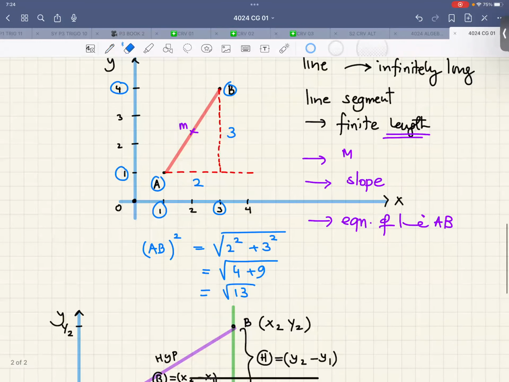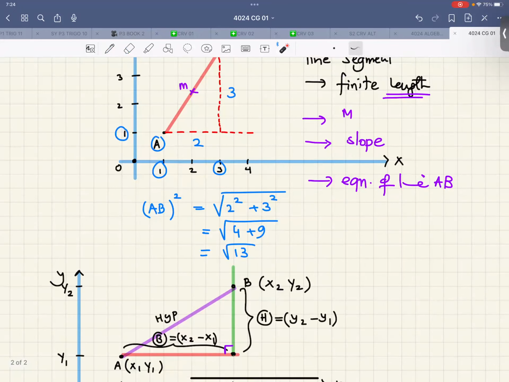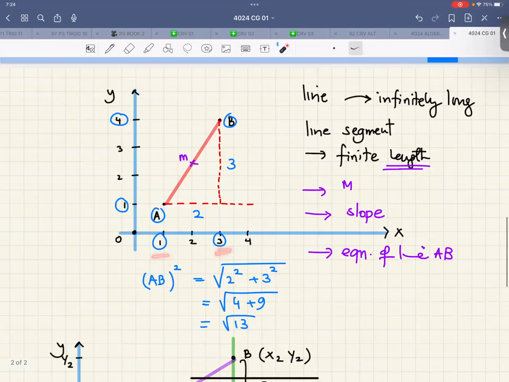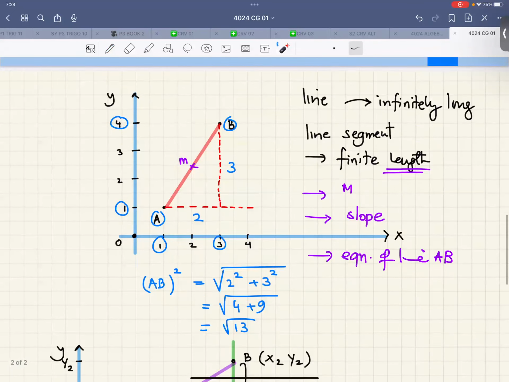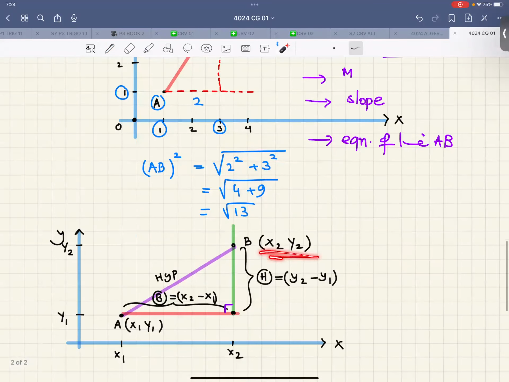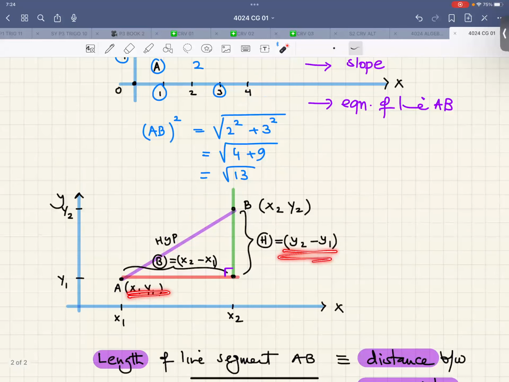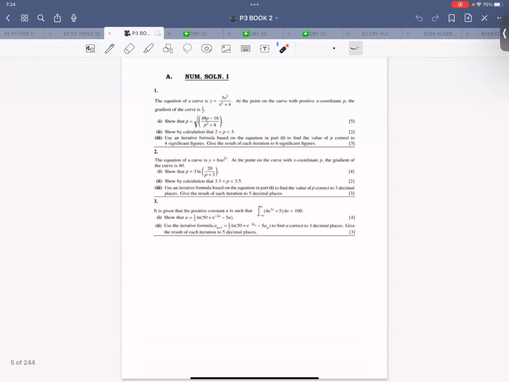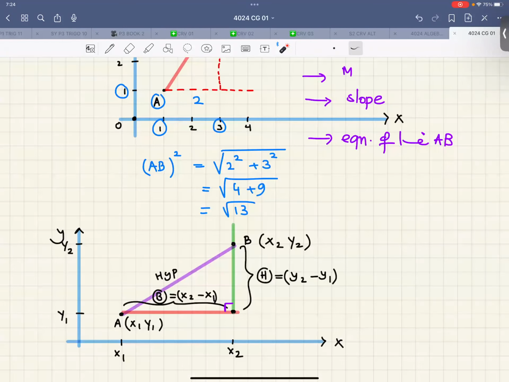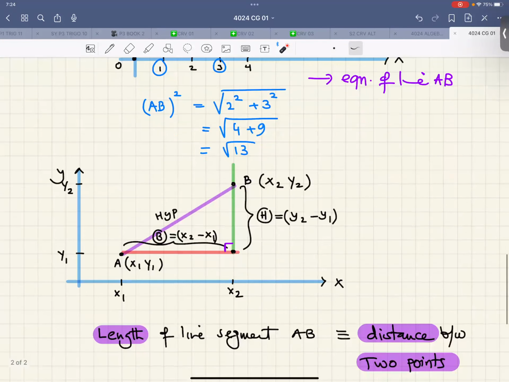This basically is x2 minus x1. This is y2 minus y1. So without writing out the formula as such, I have just done the subtraction and then squared the base, squared the height, and then I am getting this answer, which is square root of 13 units.